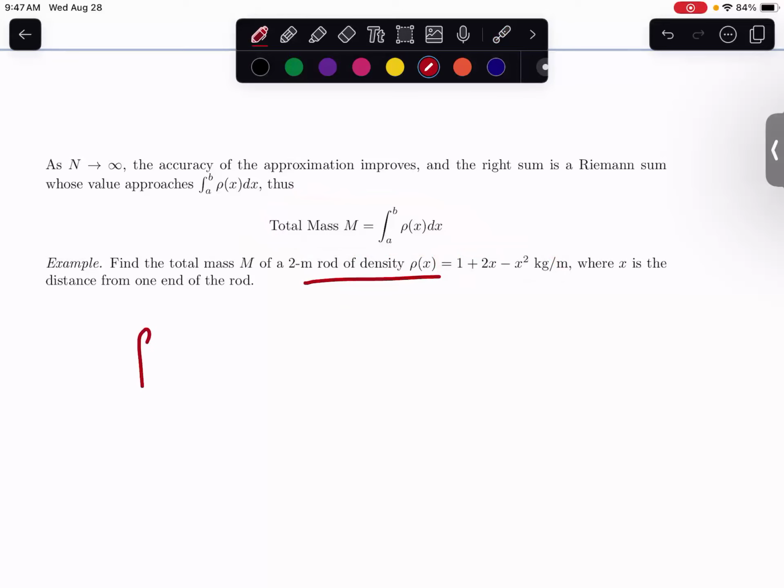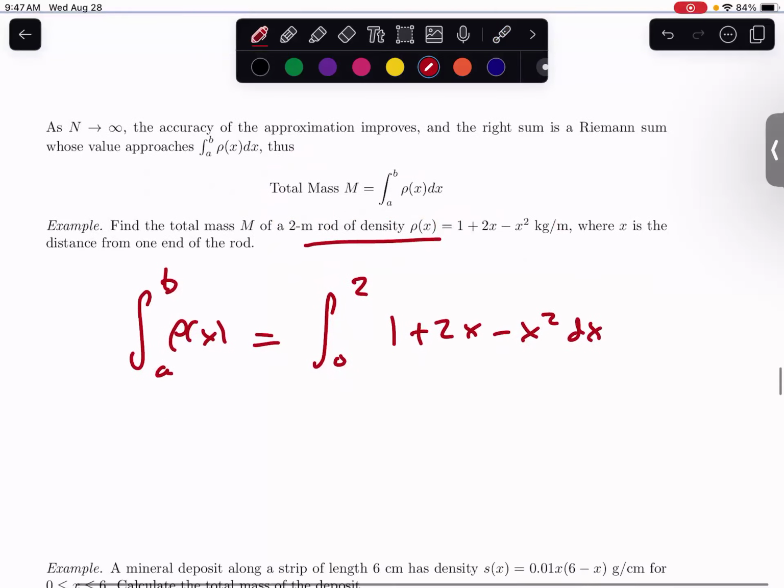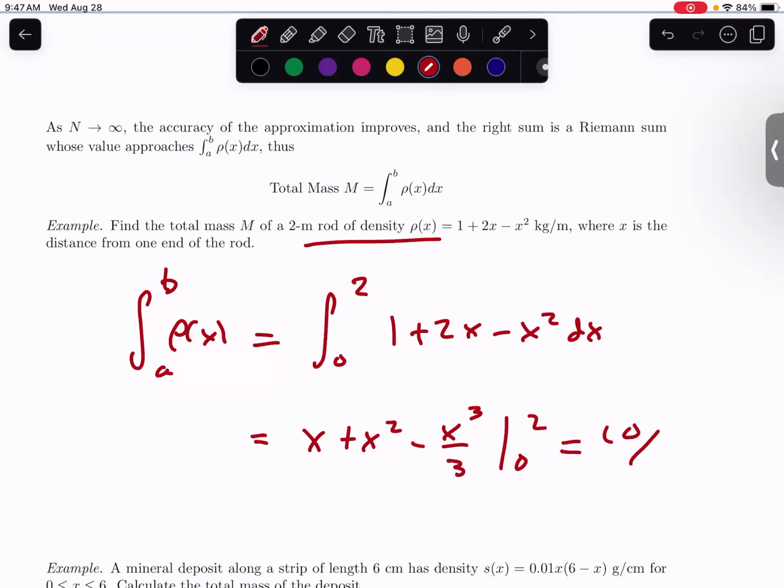So you just have to do the integral of rho of x from a to b. A and b are determined by the length of your rod. It's a 2-meter rod, so we're going from 0 to 2. This is the integral from 0 to 2 of 1 plus 2x minus x squared dx. If you integrate this, you get x plus x squared minus x cubed over 3, from 0 to 2. This ends up being equal to 10 over 3 kilograms.